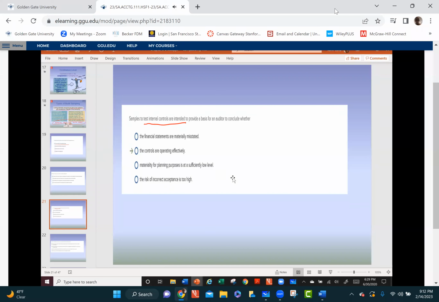Now remember, again, that's only if we believe that the control had a good design and/or was implemented, right? If we don't like the design and/or the control is not implemented, then we're not going to test the operating effectiveness of the controls. We'll bypass sampling any transactions to look at whether the control has operating effectiveness, and we'll go directly to our substantive testing. And yes, we may use sampling probably for our substantive testing, but when we're testing controls, we're going to use sampling to test the operating effectiveness.